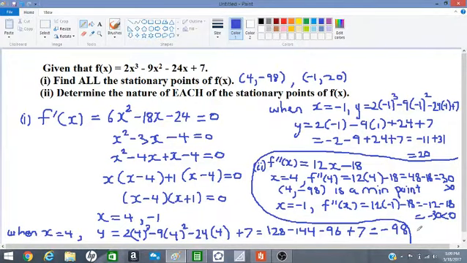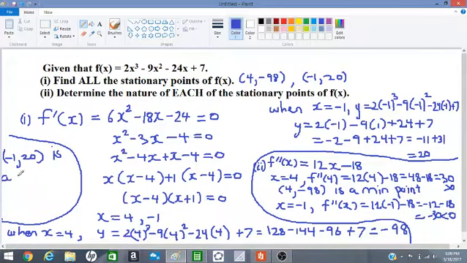Now this point negative 1, and I'll write it over here, the point (negative 1, 20) is a maximum point, since f double prime x is less than 0.